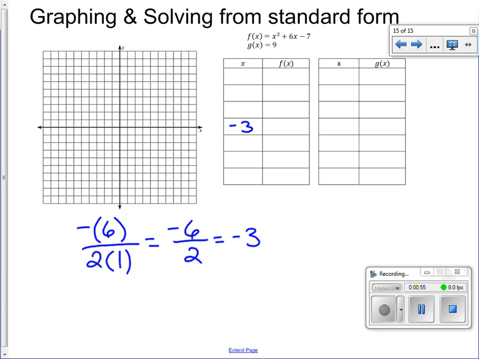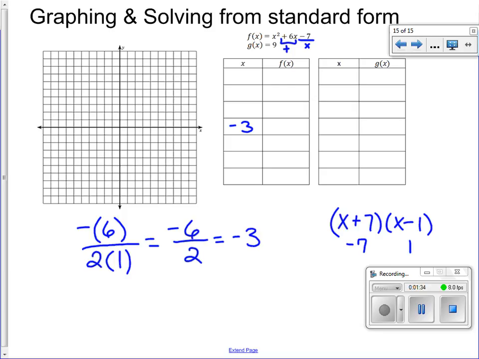If we wanted another set of critical points, what we could do is attempt to factor this. So we would ask ourselves, is there anything that'll multiply to a negative 7 and will add to give us a 6? So x plus 7 and x minus 1, that will be the factored form of that equation. The only reason that I'm using that is just so I can get my x-intercepts, which will be at negative 7 and 1.